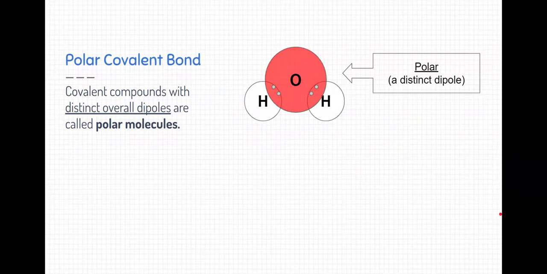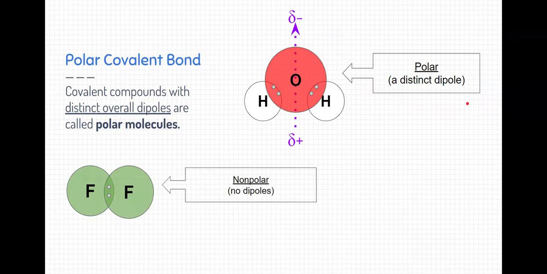Now, this leads me to a concept called polar and nonpolar bonds. A polar covalent bond, like you see here with water and with our last example of hydrochloric acid, are covalent compounds that have a distinct overall dipole. So for example here, water, a lot like hydrogen chloride in our last slide, has a partial negative end, that's the oxygen, and a partial positive end, that's these two hydrogens. Imagine that there is a dividing line right down the middle here. You can have one side of the molecule being negative and the other side of the molecule being positive. Those are polar covalent bonds.